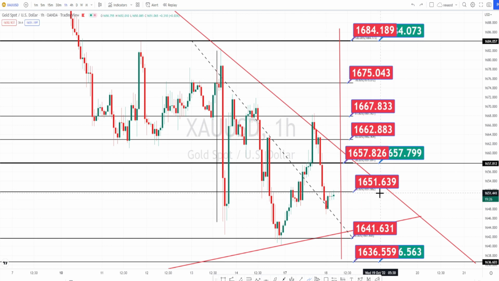And current price action is trading between the resistance level of 1651, and if the price action breaks this resistance level, next level of resistance is going to be around 1657, 1662, 1667, 1675 and 1684. And if the price action breaks the support level of 1641, next level of support is going to be around 1636. Let us do the analysis in 30 minutes time frame.